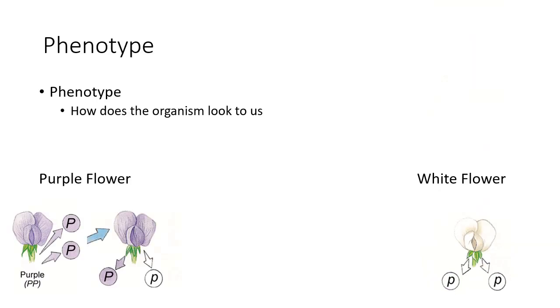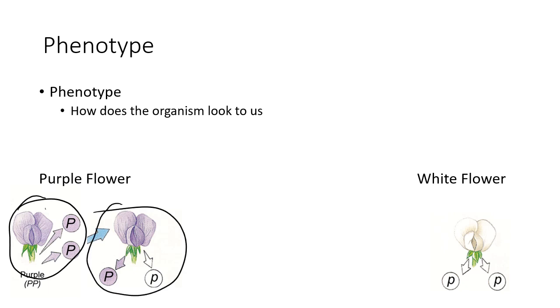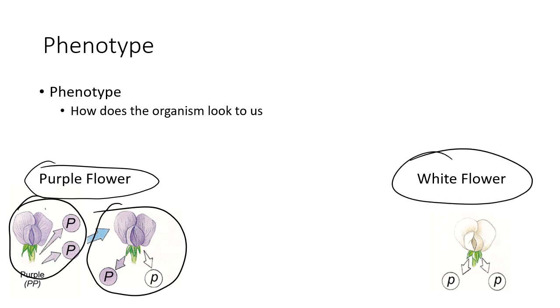Now, again, a phenotype just means how the organism looks. So even though this was homozygous dominant and heterozygous, they both have exactly the same phenotype. You wouldn't be able to tell by looking at a flower if it is homozygous dominant or heterozygous. However, if it's white, you know that it's going to be homozygous recessive.